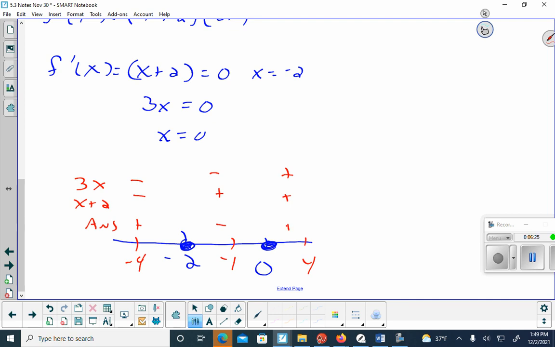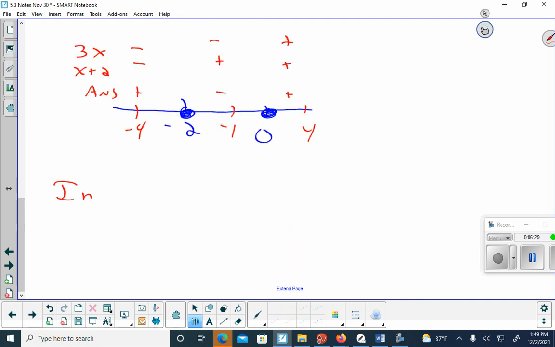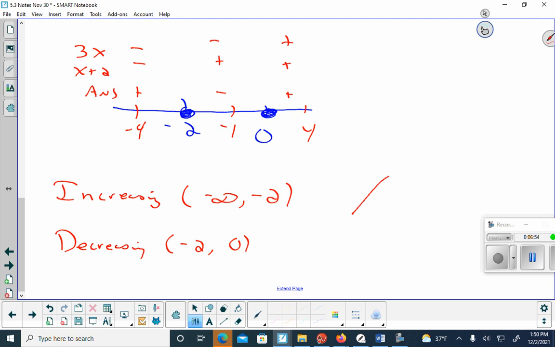I don't know why I'm going on. So it's increasing from negative... Oh, no. I made that mistake. Negative infinity to negative 2. Yes? And then at that point, I start decreasing, so from negative 2 to 0. So I'm increasing, then I start decreasing.